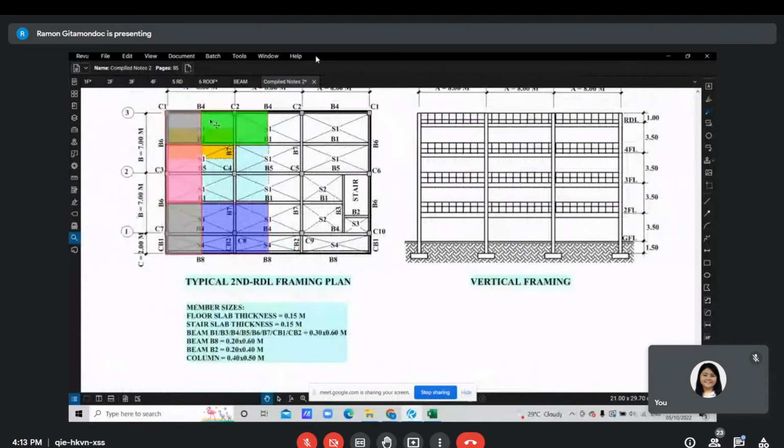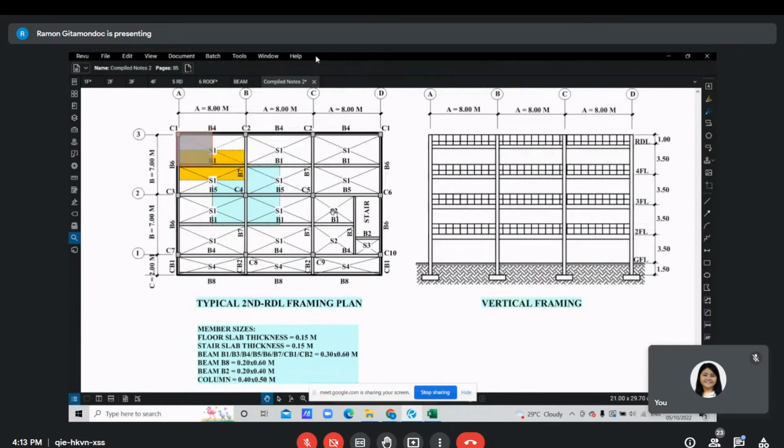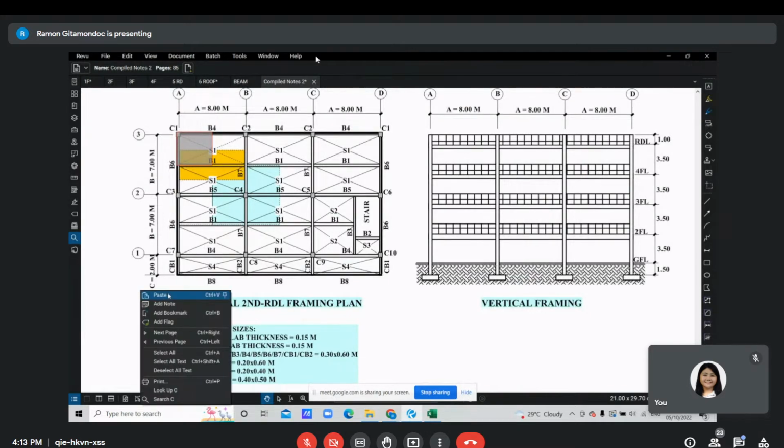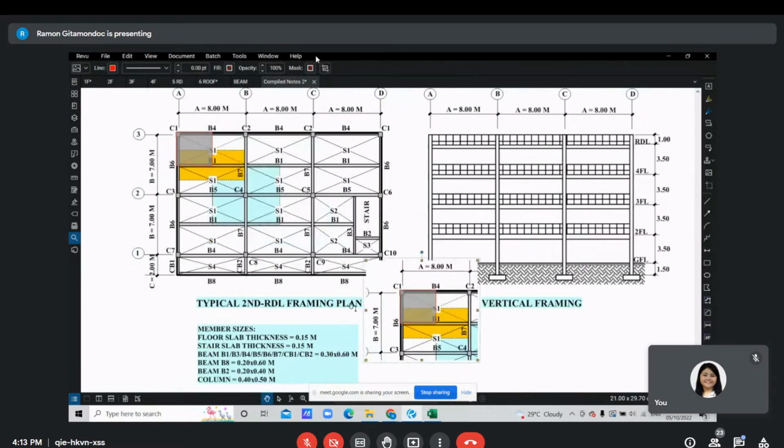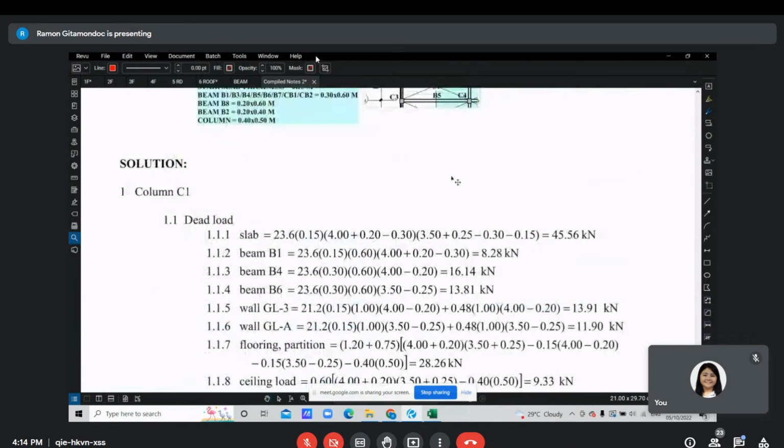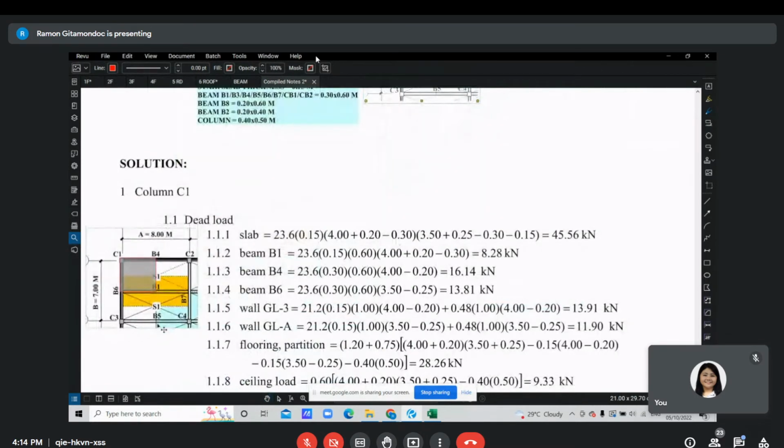Okay, so let's remove the other shades. Let's focus now on C1. Ito na siyang i-print screen. Screen. Paste. And then crop image. Focus na diri sa C1. So, mo na siya nga ito mga calculation.